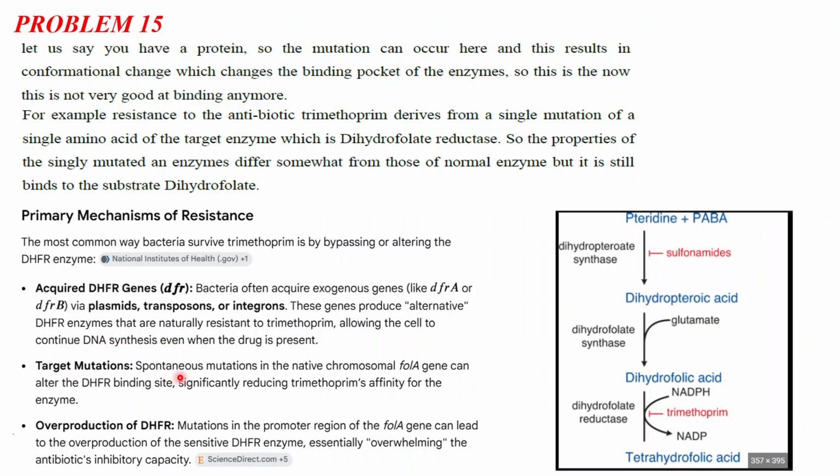Target mutation: spontaneous mutation in the native chromosomal FOLA gene can alter this binding site, significantly reducing the trimethoprim's affinity for the enzyme. Overproduction of DHFR: mutation of the promoter region of this gene can lead to the overproduction of this sensitive DHFR enzyme, essentially overwhelming the antibiotic's inhibition. Okay, so these are the mechanisms of resistance of trimethoprim. The mutation of the target is the primary mechanism.